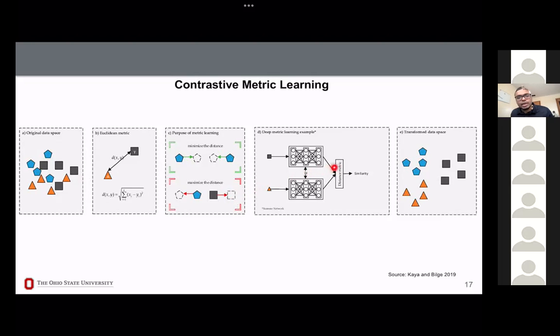And modern day is mostly about deep metric learning, where instead of a linear transformation, you're trying to do a non-linear neural network transformation. Here the weights are shared, so both are the exact same transformation, and you're trying to make them close to each other if they are similar in your opinion, in your high level meaning, and if not, push them apart. So ideally the transformed data space should look like this.